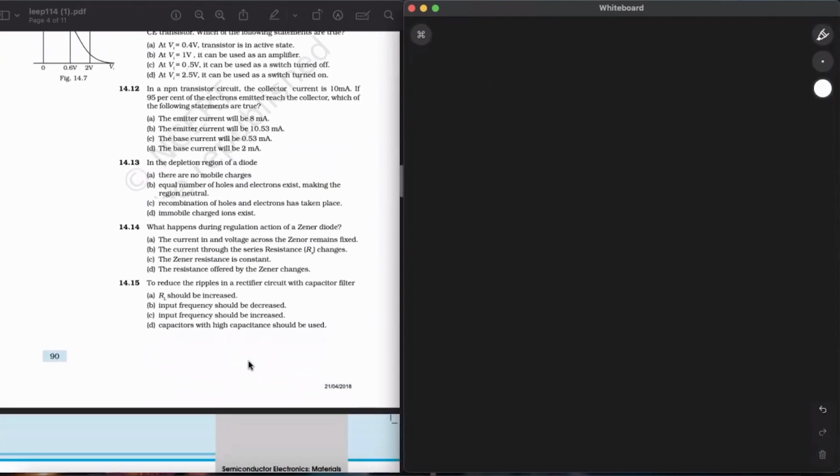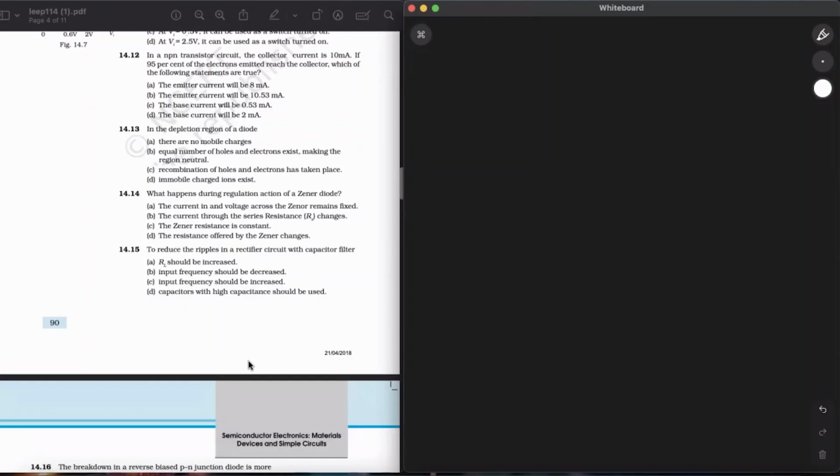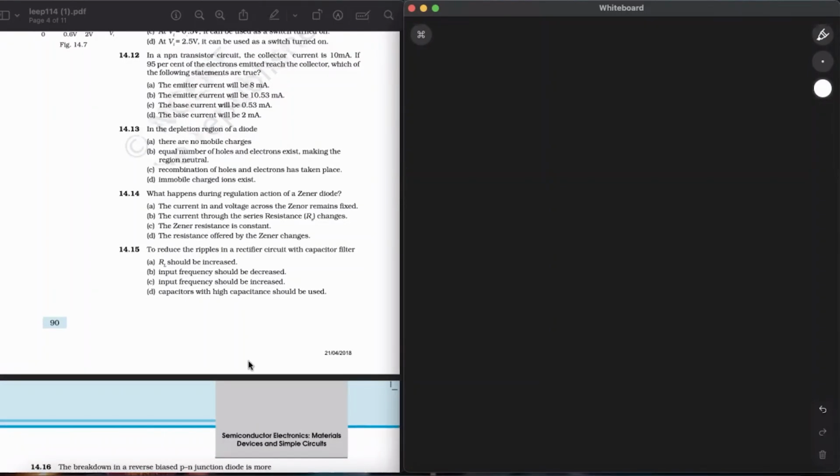Now, question number 13. In the depletion region of a diode, there are no mobile charges. Equal number of holes and electrons exist, making the region neutral. The combination of holes and electrons has taken place, and immobile charge ions exist. On account of difference in the concentration of charge carriers in the two sections of the PN junction, the electrons from the N region will diffuse through the junction into the P region, and the holes from the P region diffuse into the N region.